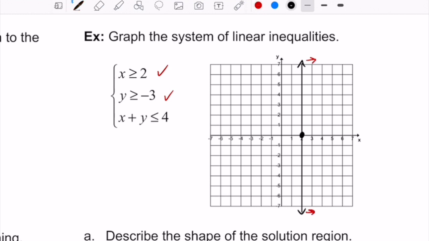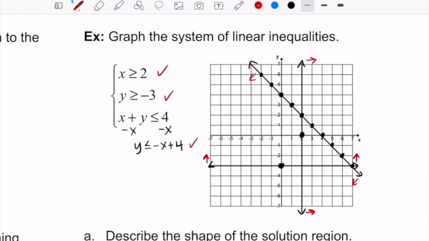My next line is y is greater than or equal to -3, so this one's going to be a solid horizontal line where y equals -3, and when it's time to shade on this one, it's greater than, so I'll be shading up from this line. The third line isn't ready to graph yet. I'm going to put it in slope-intercept form first. So I'll subtract the x from both sides, and now it's ready to graph. So I'll start up at +4, and then my slope is -1, so down 1 and 1 to the right. This one is a solid line, and it's less than or equal to, so I'll shade down from this line.